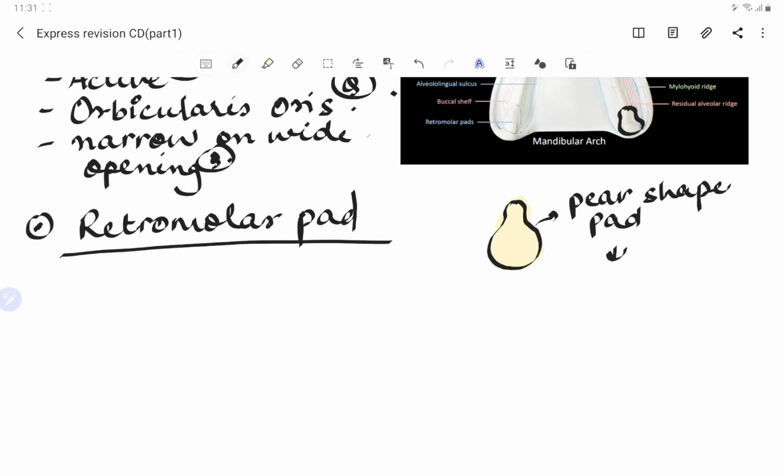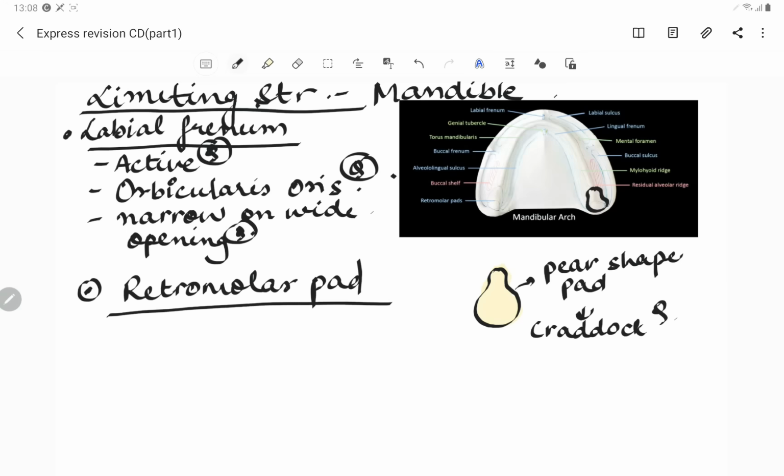Now this pear shaped pad name was given by Craddock. Retromolar pad on the other hand was given by Sicher. So the pear shaped pad term was given by Craddock and the retromolar pad was given by Sicher. And if the question is asked, don't get confused: retromolar pad by Sicher and pear shaped pad by Craddock.